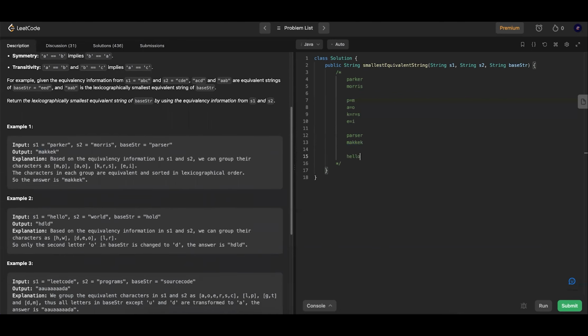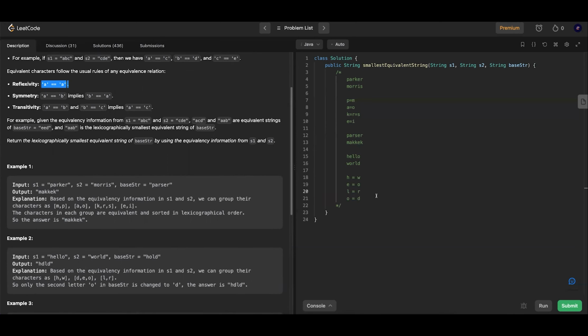Let us consider the second example. We have hello, then we have world. So we know H is equivalent to W and E is equivalent to O and L is equivalent to R and L is equivalent to L and O is equivalent to D. This is by default. We know for everything A equal to A. And next we have H equal to W, E equal to O, L equal to R and O equal to D. We can write this over here. Okay, now what is the base string given to us?